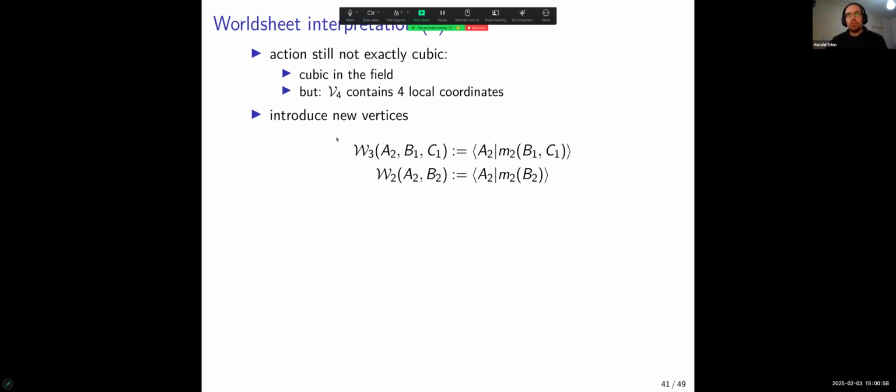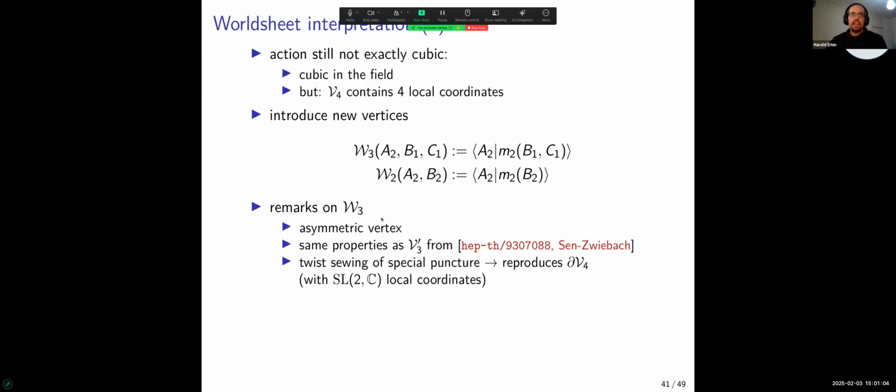So now we can try to introduce new vertices, W2 and W3, in this way. And now the point is that if A2 were living not in two copies of the Hilbert space, but in one, you would get something very close to this V3 prime vertex you find in the proof of background independence from Sonoda and Zwiebach. And in particular, you can show that sewing these vertices reproduces the boundary of V4. So now this tells you that if you find a new propagator which is non-dynamical, you could have a chance to cover the vertex region. But I didn't manage to find such a form yet.